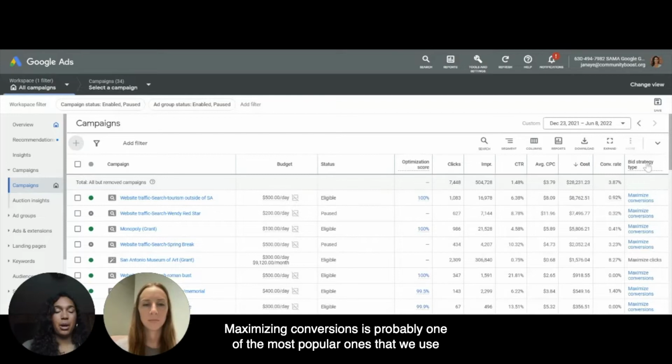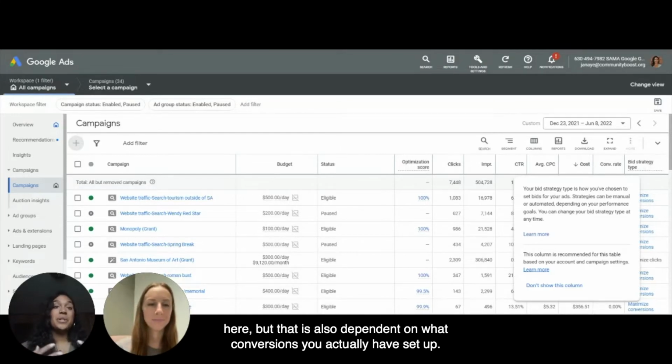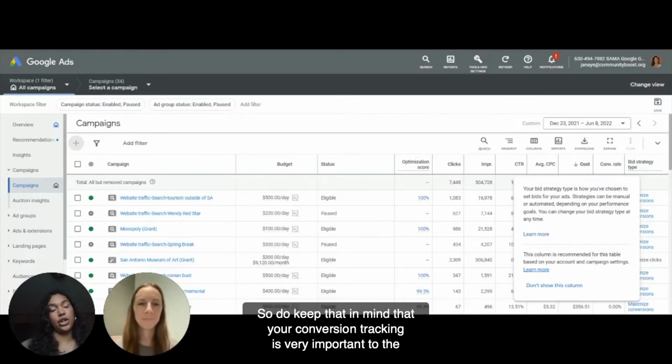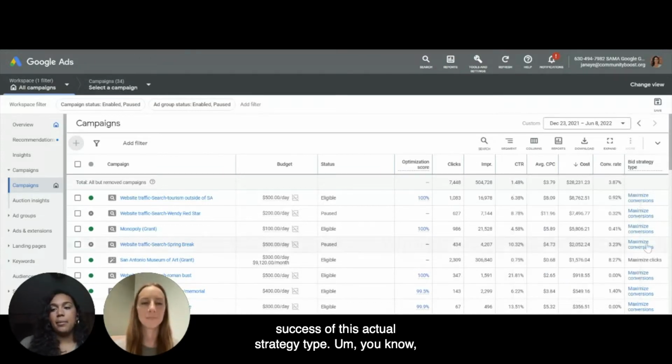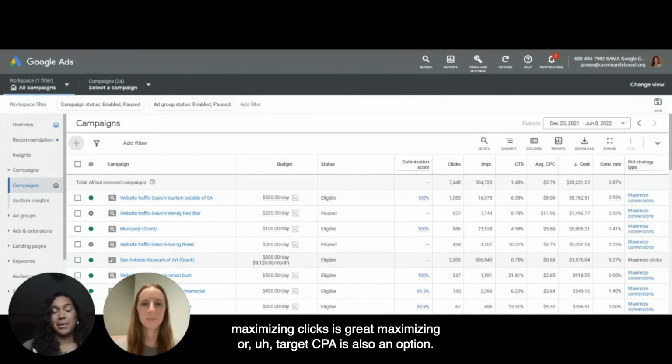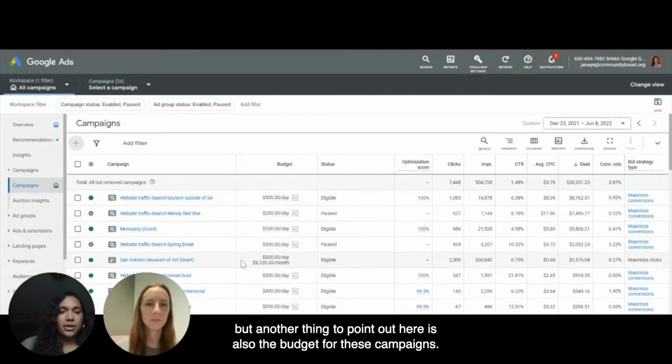Maximizing conversions is probably one of the most popular ones that we use here, but that is also dependent on what conversions you actually have set up. So do keep that in mind, that your conversion tracking is very important to the success of this actual strategy type. Maximizing clicks is great. Maximizing or target CPA is also an option. But another thing to point out here is also the budget for these campaigns.